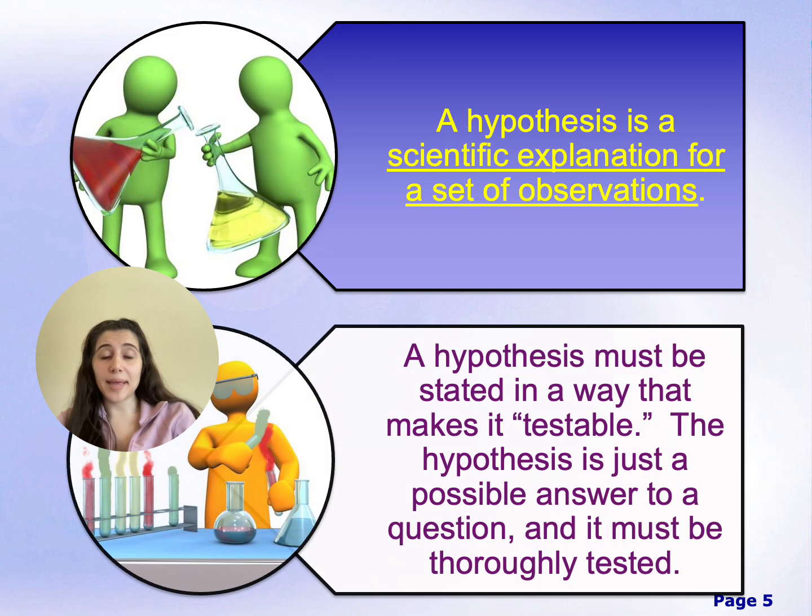Once a scientist makes observations, they come up with a hypothesis. That's just a fancy word for a possible explanation, basically an educated guess. But here's the key, it has to be testable. That means we need to be able to collect evidence that could either support it or prove it wrong.